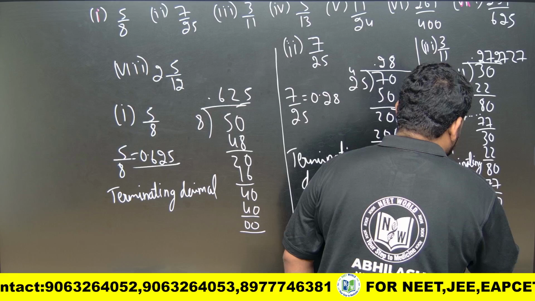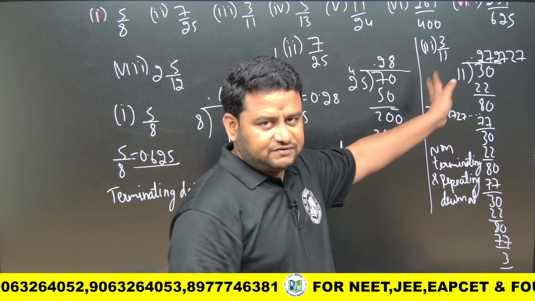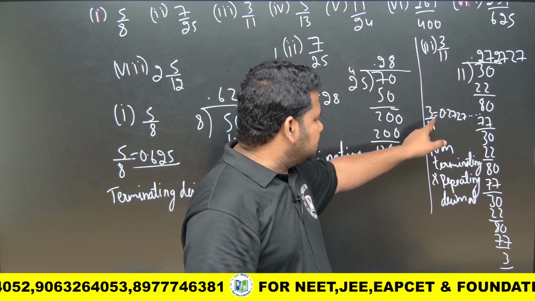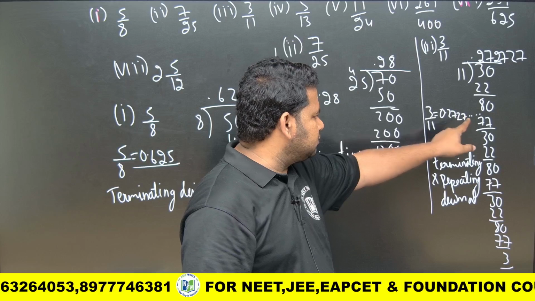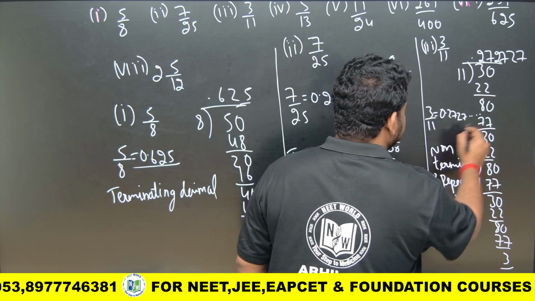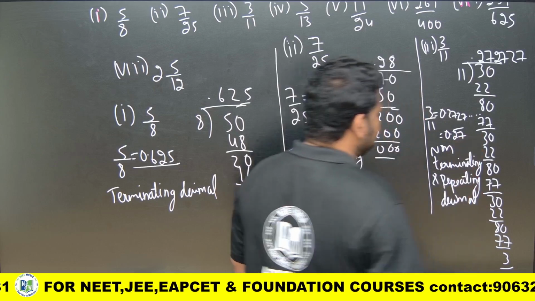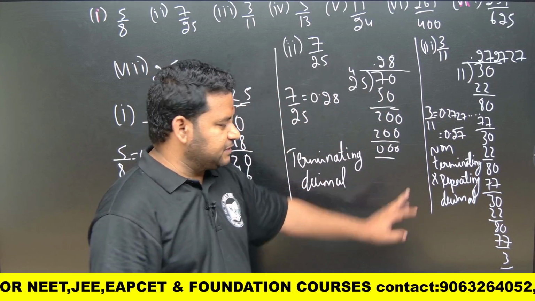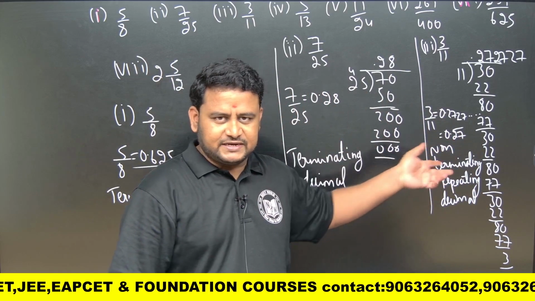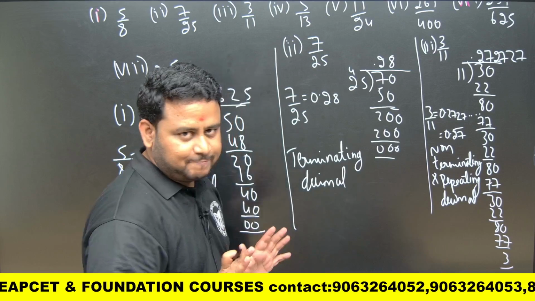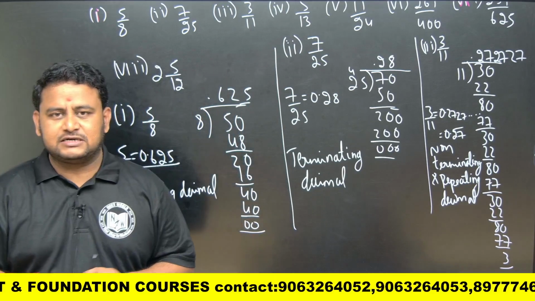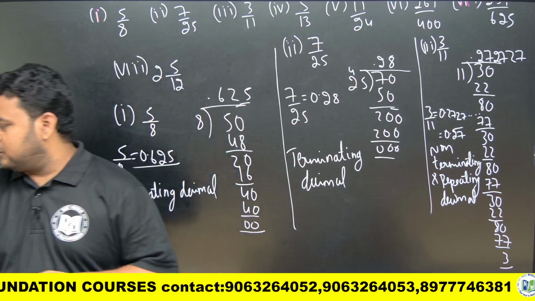We got the decimal expansion. 3 by 11 we converted into decimal. That is, 3 by 11 is equal to 0.2727. Or I can write this as 0.27 bar, because for a non-terminating and repeating decimal, whatever is repeating again and again, we can write it with a bar. Clear? We have done it in NCERT questions when we converted them. I hope it is clear to you.